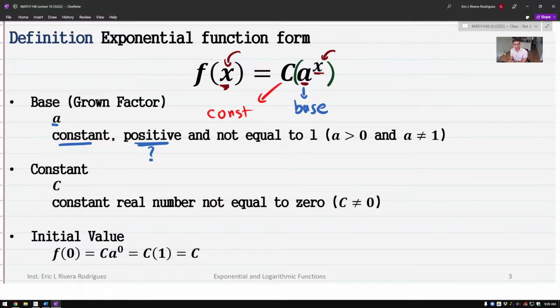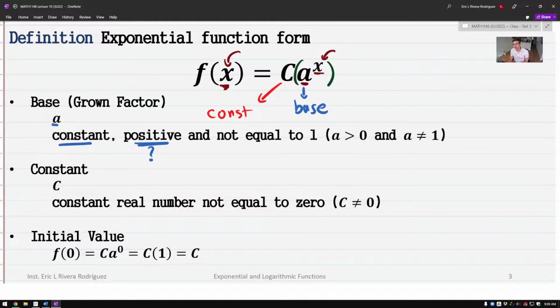Not equal to 1, because if we have A equal to 1, then 1 to whatever power we raise the number 1, at the end we are going to continue having a value of 1, and that will give off a different kind of function, a constant function. Okay, so A is constant, is positive, and not equal to 1.